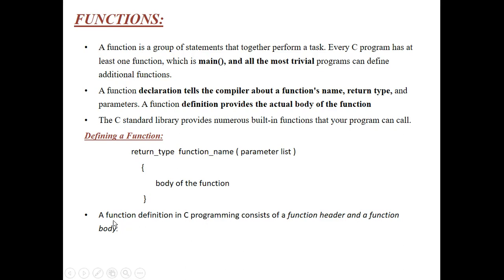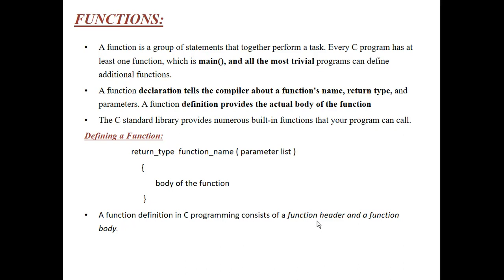Next, let's see the point. Here I have written a function definition in C consisting of a function header and a function body. So the function definition consists of the function header, that means the name of the function, the heading of the function, and next the function body. The execution statements that are written inside the curly braces are called the function body.